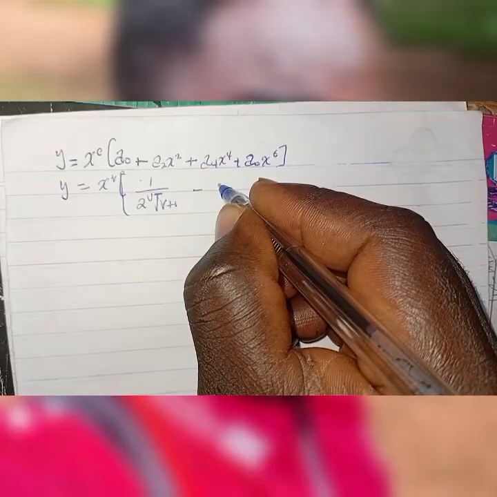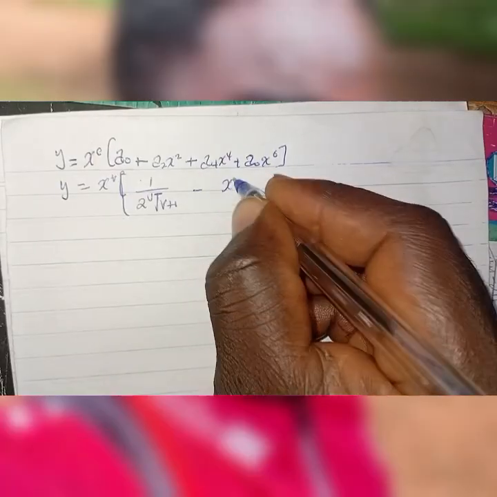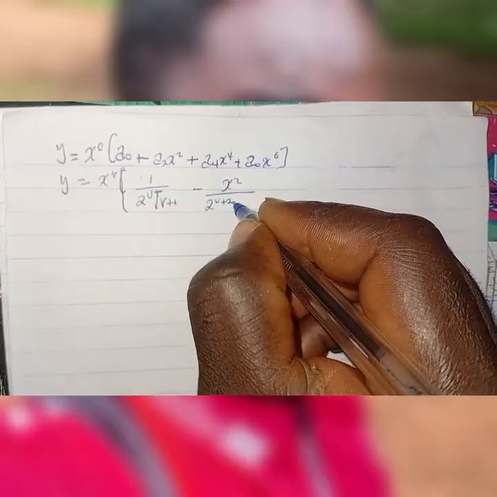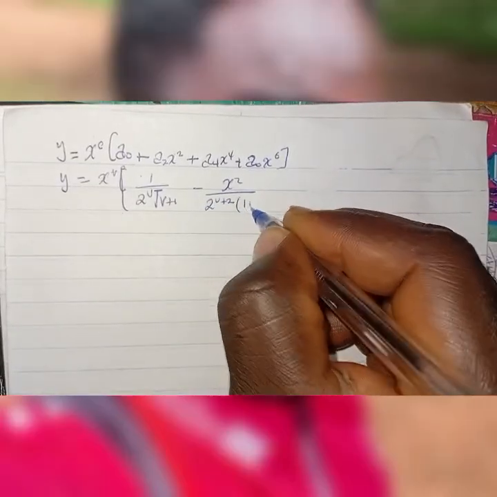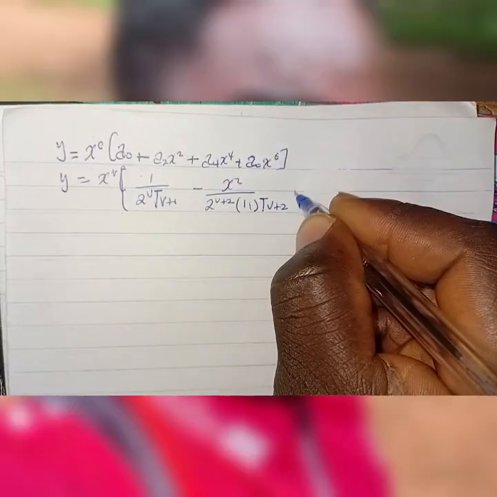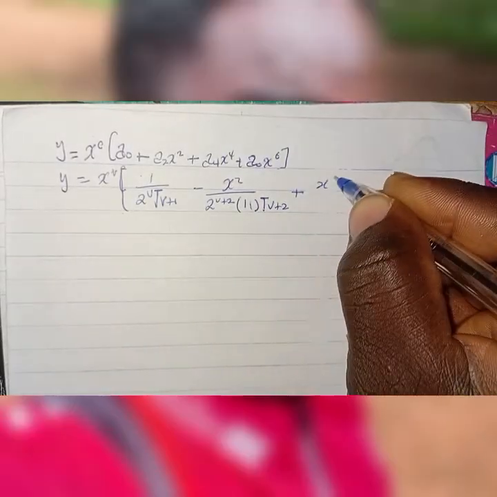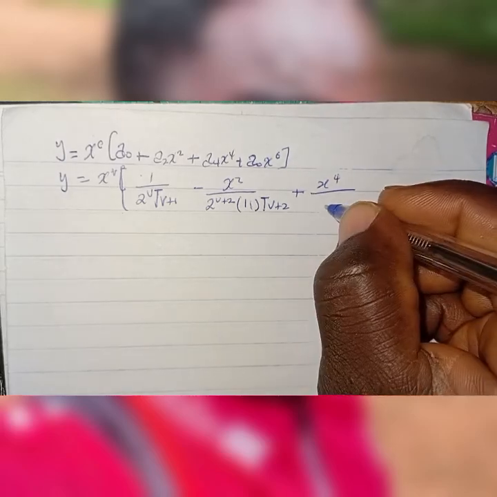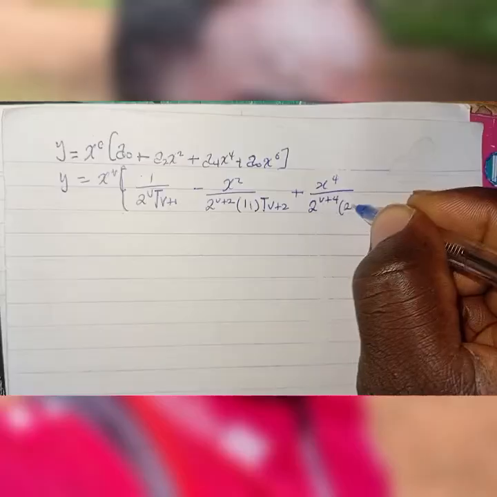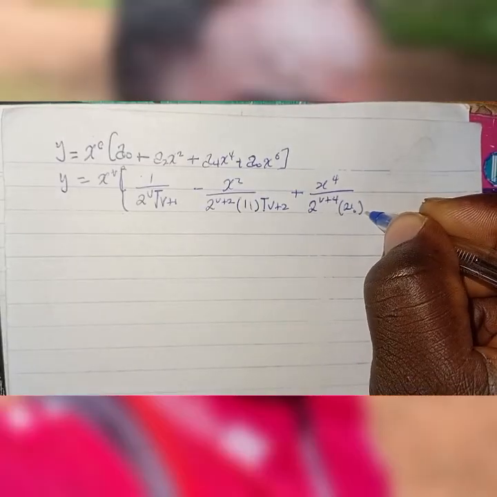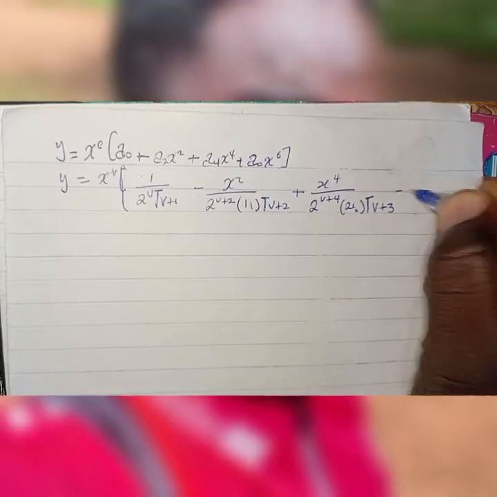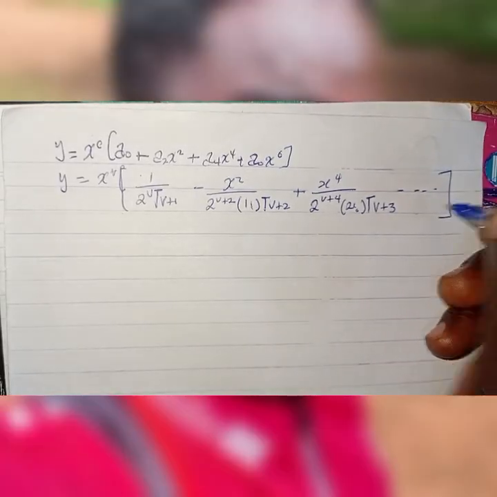minus our a2 is minus 1 over, so we have x raised power 2 over 2 raised power v plus 2, 1 factorial, gamma v plus 2, plus x raised power 4 over 2 raised power v plus 4, 2 factorial, gamma v plus 3, minus the next one, which is x raised power 6.